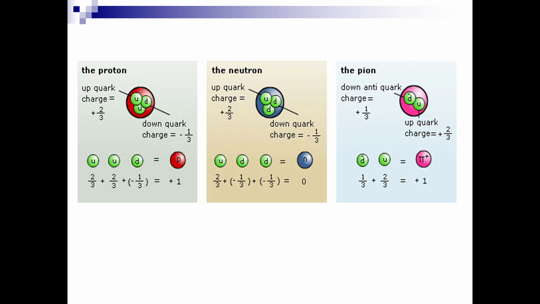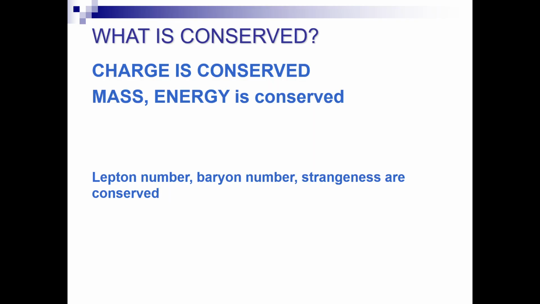The pion is a quark and an antiquark, and in this case you get a third plus 2/3, that gives you +1. What is conserved in a particle decay? Charge must be conserved, mass energy is conserved. Now this is just extra: the lepton number, baryon number, and strangeness are conserved.